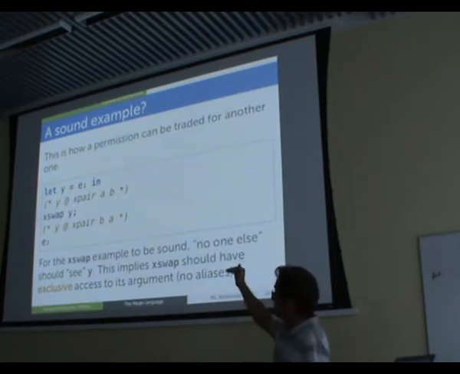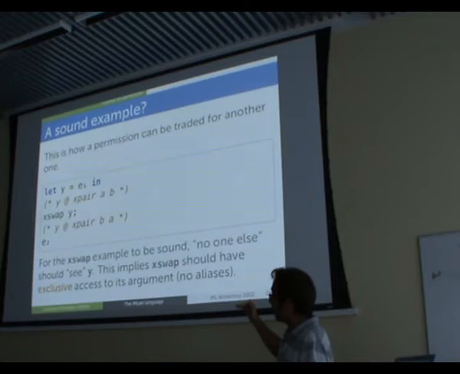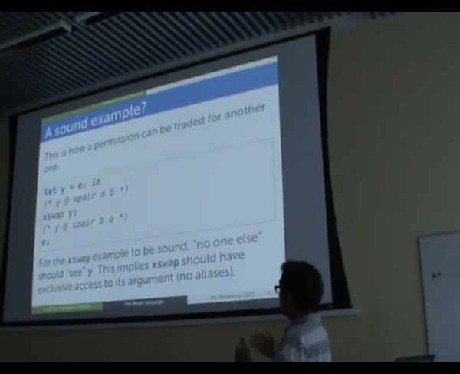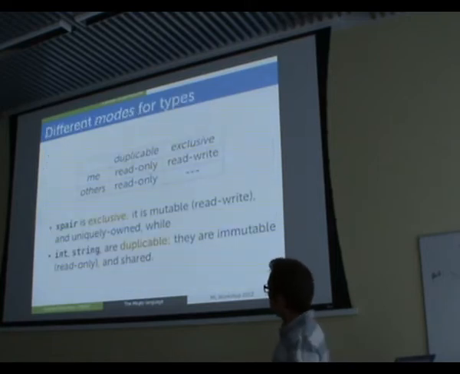So right after the let binding, at that program point, permission y at expert AB is available. And after we call xswap, the set of permissions changes and the new permission appears instead. So there should be no aliases to y for that example to be sound. That's why we have different types of permissions.